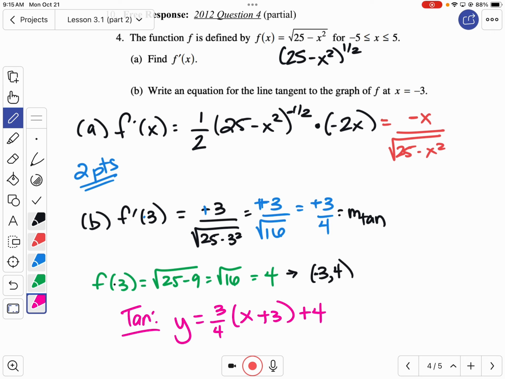This question was worth 2 points. You get 1 point for plugging in the -3 correctly, so getting the slope right, and you get 1 point for the entire tangent equation. So there, in just 2 parts, you can get almost half the points for that free response question. So not all the free response questions are terrible. You're just tired by the time you get there because you've done a whole lot of math.